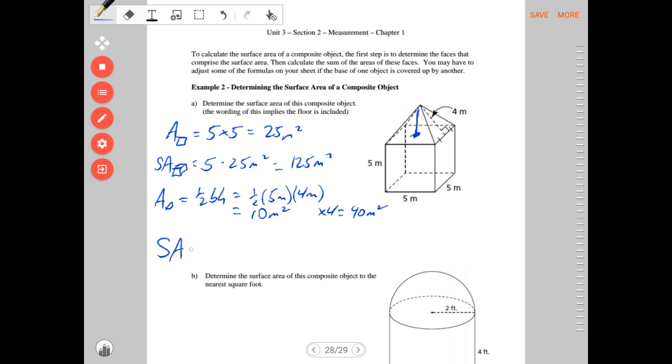So the entire surface area, the surface area total, is 125 plus 40, so that is 165 meters squared. So we had to do a little bit of thinking, especially with the cube one, because the top face of that cube is not included in the surface area. So let's have a look at B.